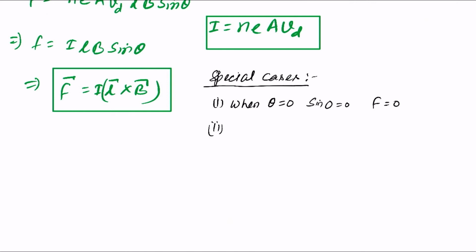The second point, when theta is 90 degree, and we know that sine 90 is equal to 1, which is its maximum value. So maximum force will act when the conductor is perpendicular to the magnetic field, and that will be equal to I L B. So the maximum force will act on the conductor when it is perpendicular to the magnetic field. Say that is along x-axis or z-axis if the magnetic field is along y-axis.